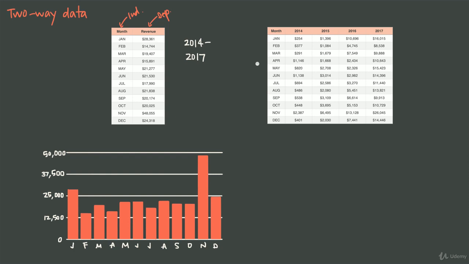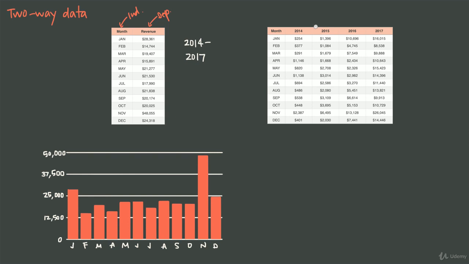Not only do you have to ask me for which month, but you also have to ask me for which year, because you need to know that I'm actually interested in April of 2016 in order to give me a figure. You need to know the month and the year. You have to ask two questions, so it's two-way data. So the dependent variable of revenue in the body of the chart depends on two independent variables, both the month and the year.